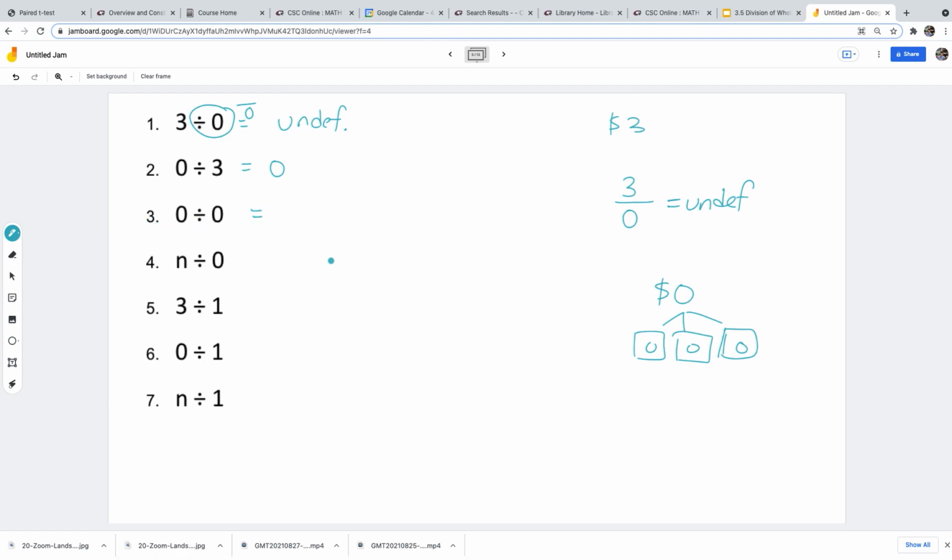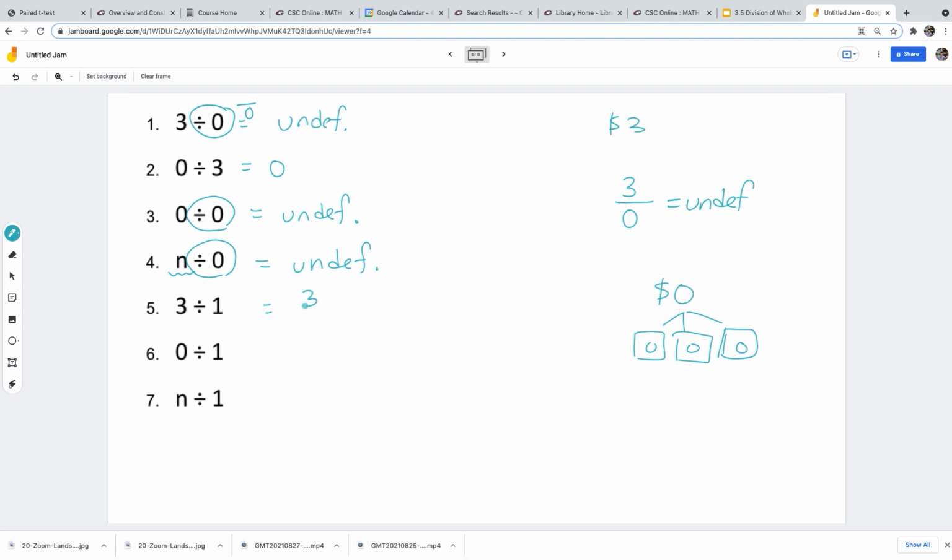Here, you have no money, but nobody came, so it's still undefined. So whenever you have it divided by 0, it is undefined. So you can see the answer for the next two. Whatever that dividend is, if the divisor is 0, it is undefined. Okay? Now, you have 3 divided by 1.